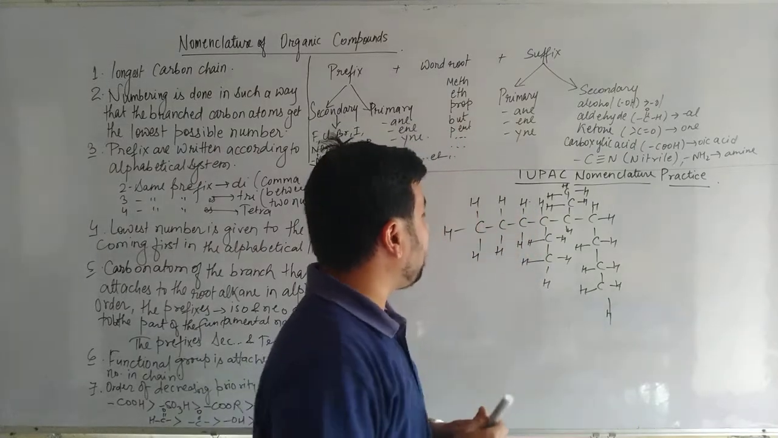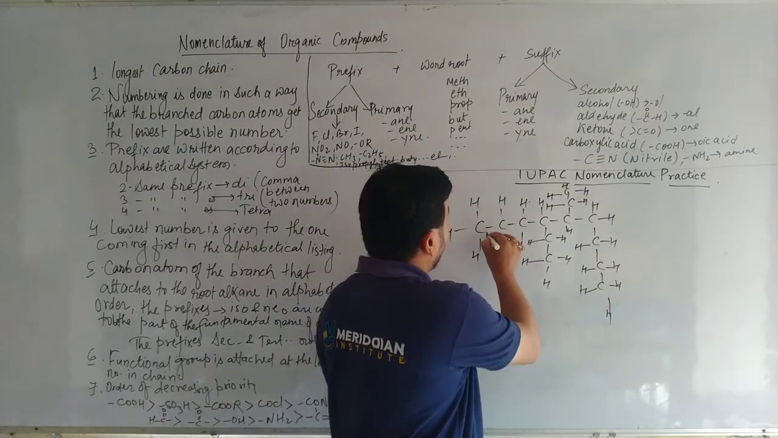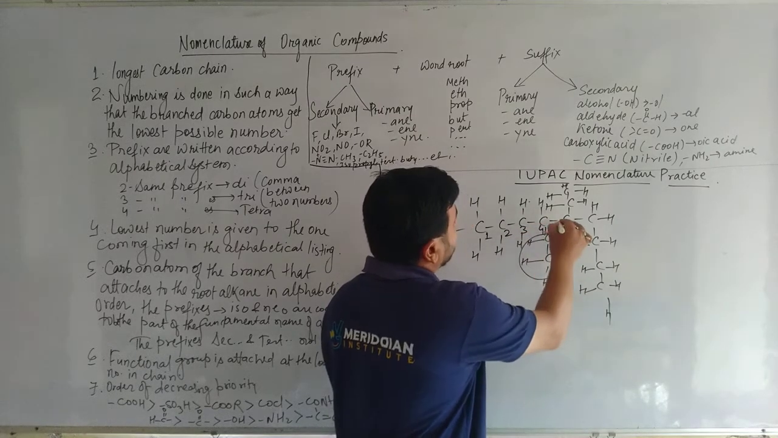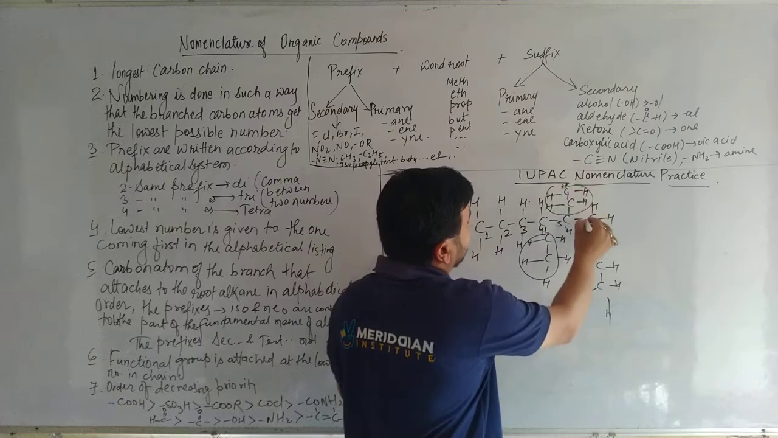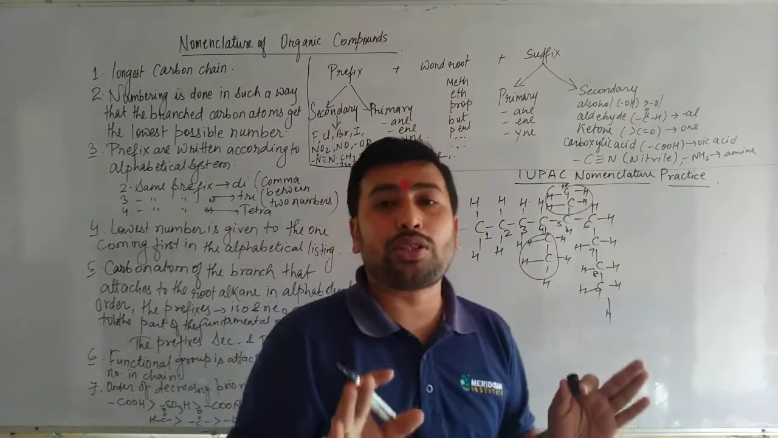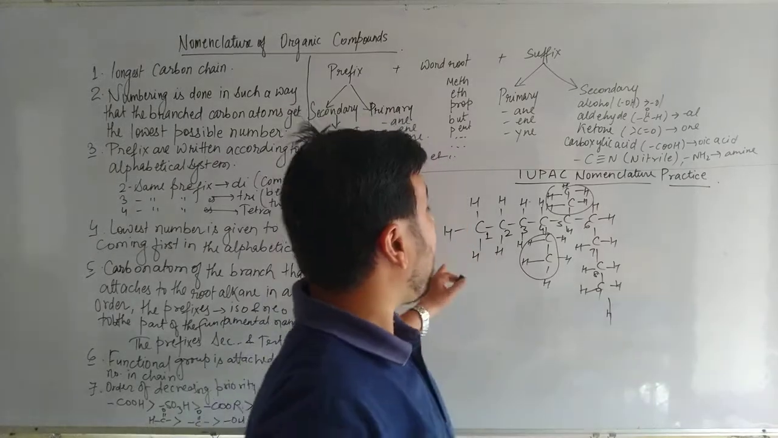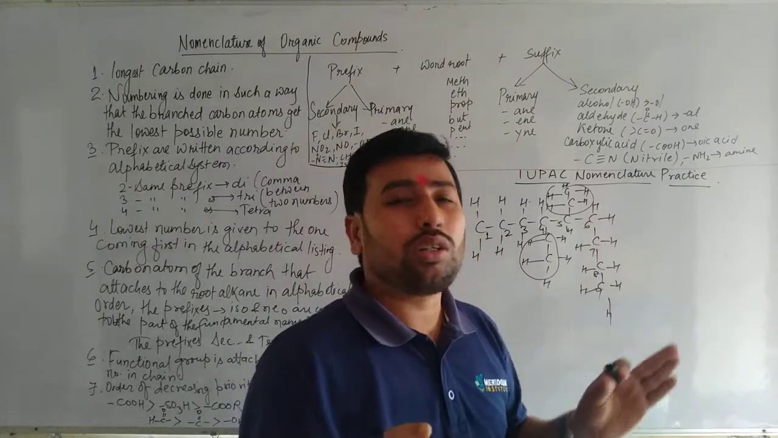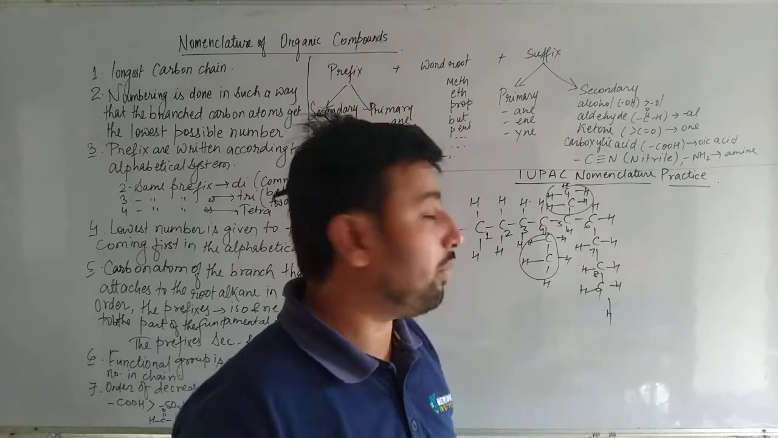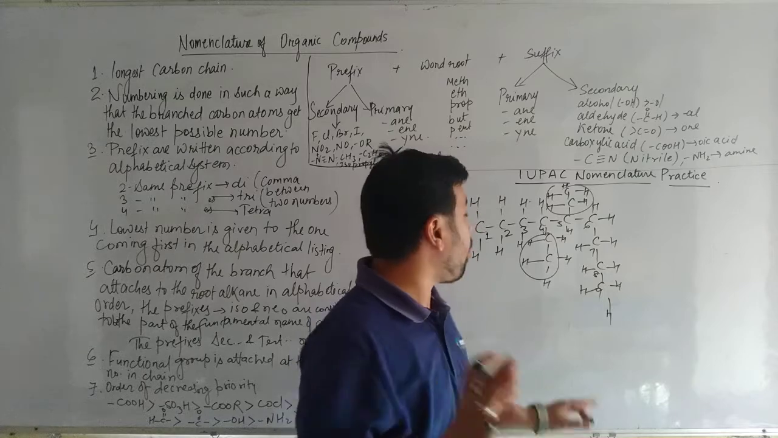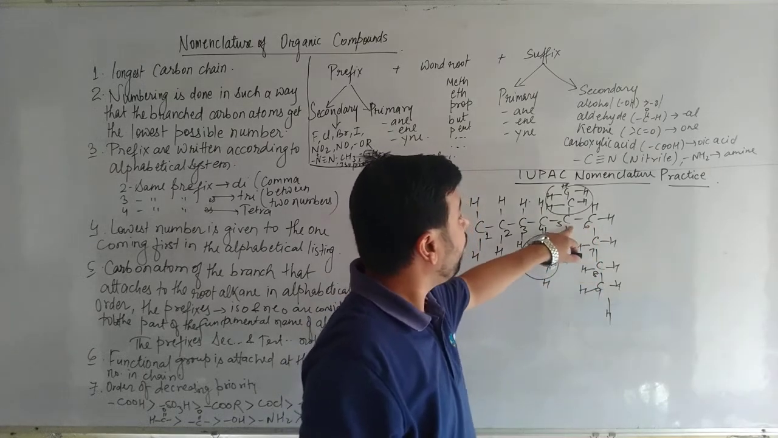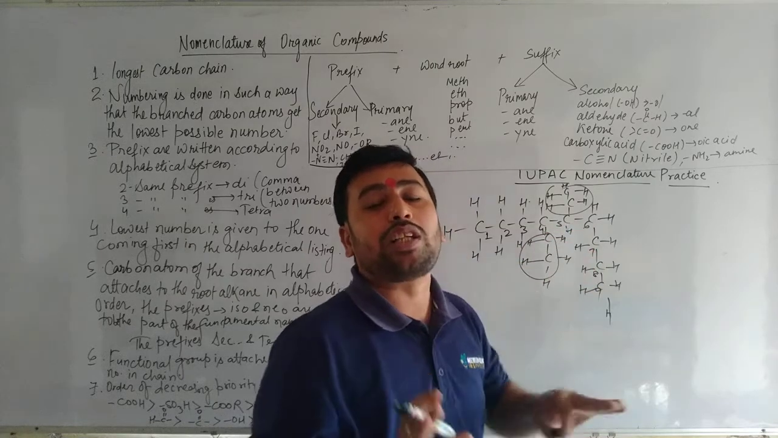So the lowest possible number. Just suppose I have counted from here: 1, 2, 3, 4. On the 4th there is one branch, on the 5th there is one branch. 6, 7, 8, 9, total 9 carbons, the longest carbon chain, and the branches of these carbon atoms must get the lowest possible number. If I count from here, it would be 1, 2, 3, 4, 5th position. On the 5th position the first branch was there.